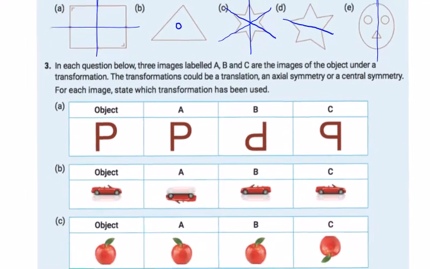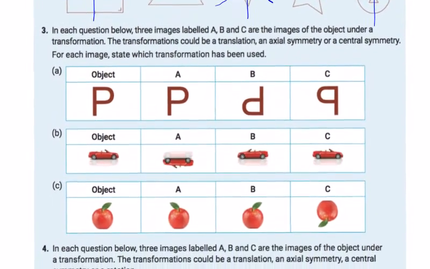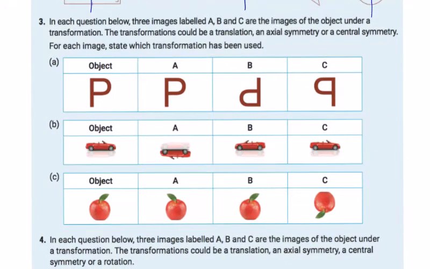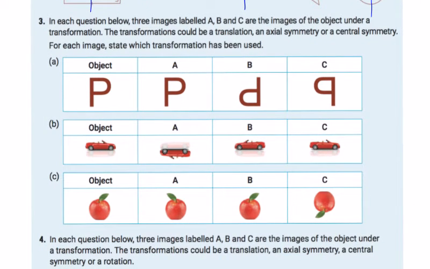And in question 3, in each question below, 3 images labeled A, B, and C are the images of the object under a transformation. So we have our object, so what's happening to it? The transformation could be a translation, an axial symmetry, or a central symmetry. For each image, state which transformation has been used. So you can see here, P going to the first image here is a translation. It could also be a full rotation, but in this case, we're going to call this one a translation.